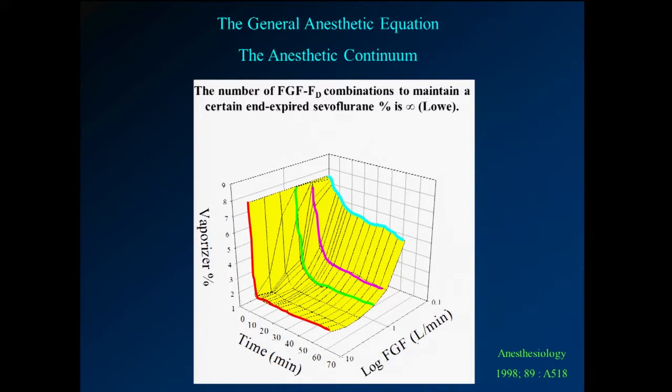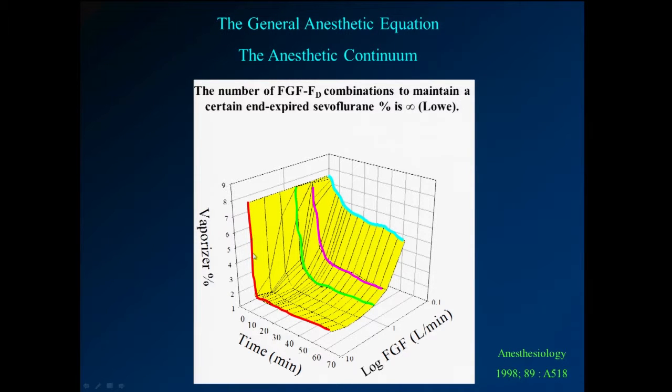This is the general anesthetic equation using empirical patient data. And you can see here the time axis. This is the fresh gas flow on a logarithmic scale. And this is the vaporizer dial setting of sevoflurane. And these are all combinations to maintain the same end-expired 1.8% sevoflurane concentration.